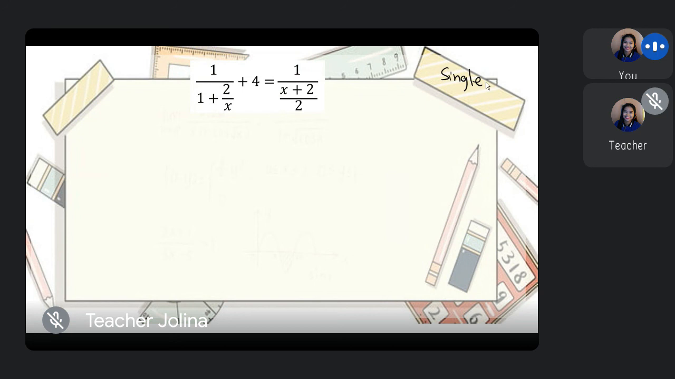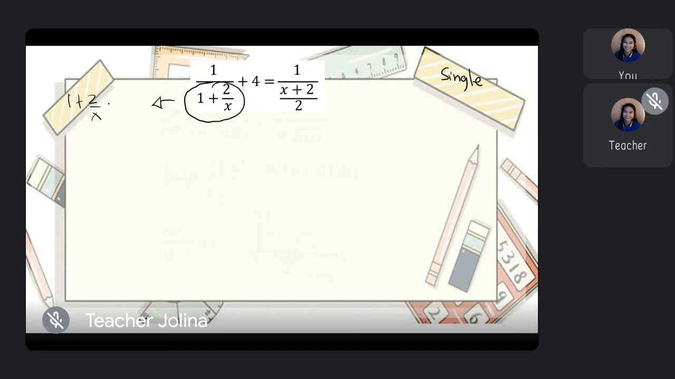Okay? So, para magawa yun, punta lang kayo sa may denominator. Ayan. So, simplify lang natin yan. I-add natin yan. So, if i-add po natin yung 1 plus 2 over x, magiging ganito po siya. 1 plus 2 over x.